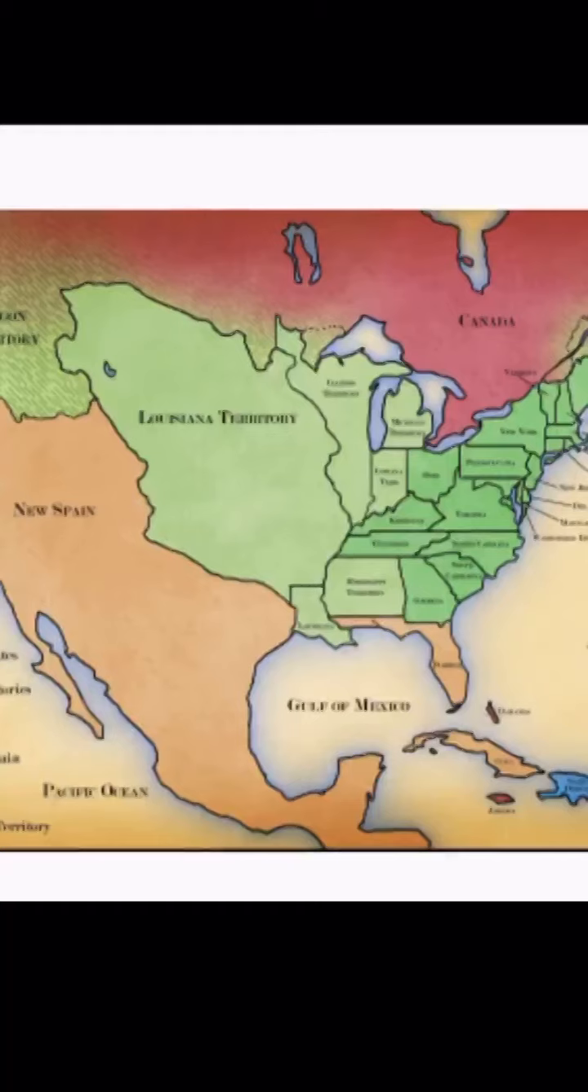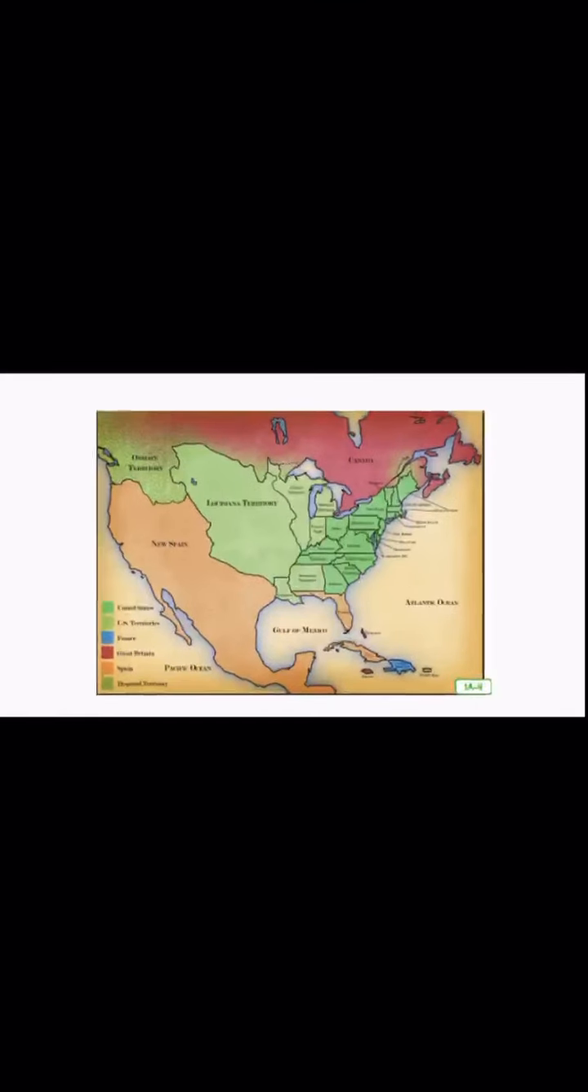So what is the name of the area of land the United States purchased from France? The Louisiana Purchase. That's what it is called.